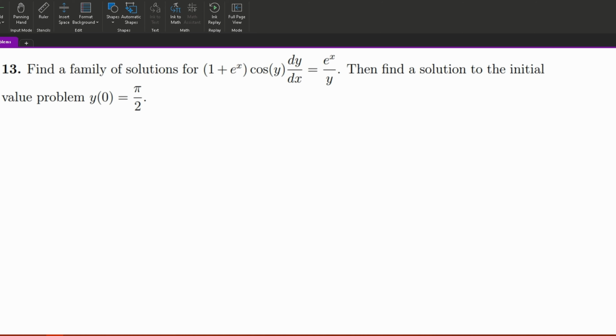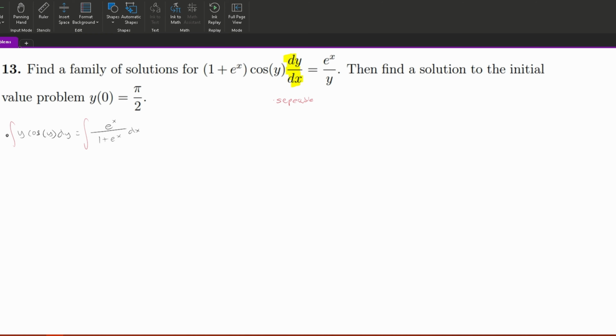Now to do this, notice that we have this dy/dx. And because of this, we can use separable equations. We want to put everything that has a y on the left-hand side. So we'll multiply both sides by y, and we'll get y cosine of y, multiplied by dy, and then move everything with an x onto the other side. So this other side is going to have e to the x over 1 plus e to the x times dx.